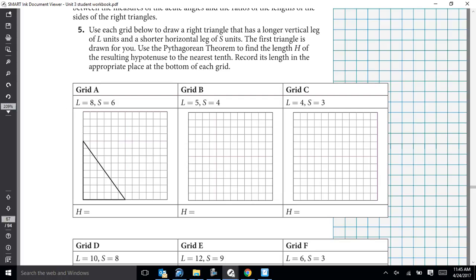So this is telling us our long leg is 5 and our short leg is 4. So when we're drawing this, we're going to go up 5. 1, 2, 3, 4, 5. And we're going to go out this way. So use the Pythagorean theorem to find out what our hypotenuse is. So what's the Pythagorean theorem again, just in case we forgot? All right, so what is our A in this one?